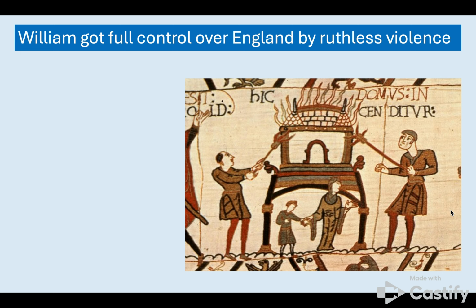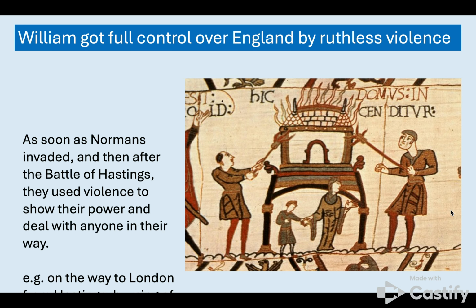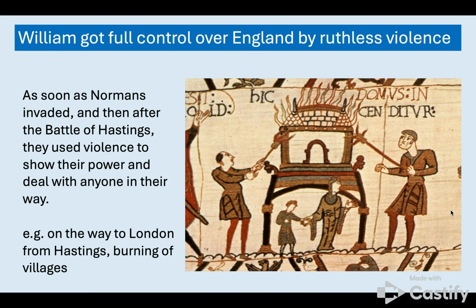So we're going to start off with some arguments to agree. So as it says here, William did get full control over England by ruthless violence. So argument number 1. As soon as Normans invaded, and then after the Battle of Hastings, they used violence to show their power and deal with anyone in their way. For example, on the way to London from Hastings, the burning of villages.